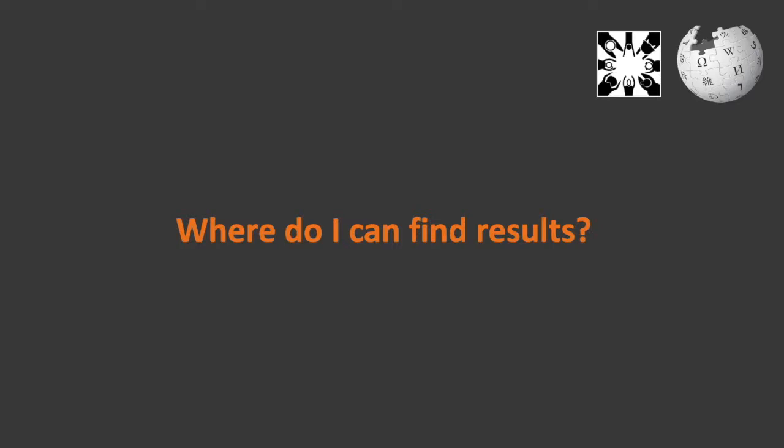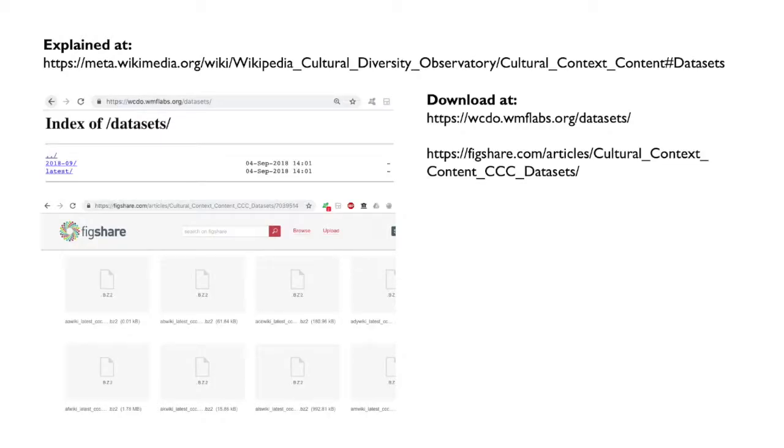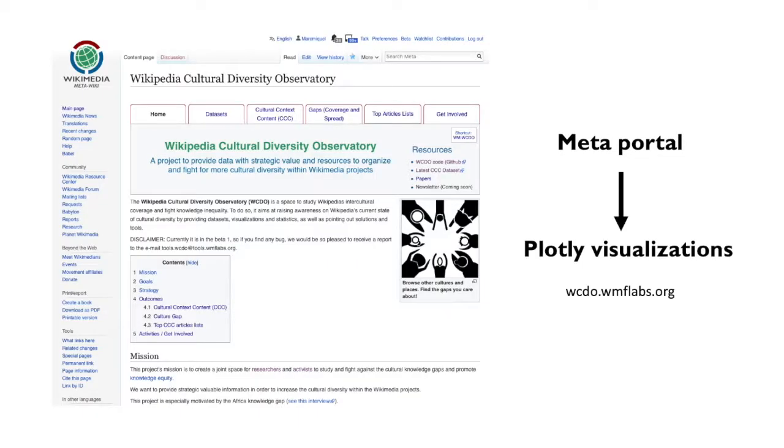Where can we find the results? You can go straight to the datasets in Figshare or even in the project's page, wcdo.wmflabs.org/datasets. Or you can go to the main project page in a Meta portal, where every methodology is explained and even the results are all there inside the same page, or with links to outside pages with Plotly visualizations. There are some useful tables with articles that deserve being translated and some more types of visualizations.